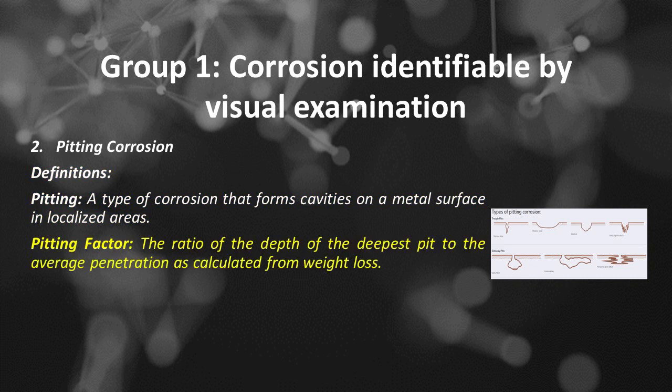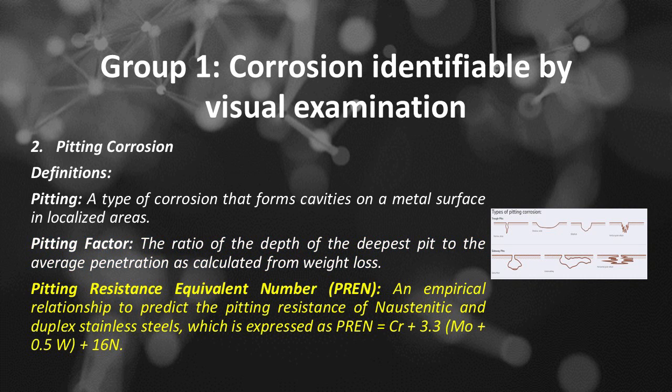Pitting factor is the ratio of the depth of the deepest pit to the average penetration as calculated from weight loss. Pitting resistance equivalent number, PREN, is an empirical relationship to predict the pitting resistance of austenitic and duplex stainless steels, which is expressed as PREN equals Cr + 3.3 Mo + 0.5 W + 16 N.